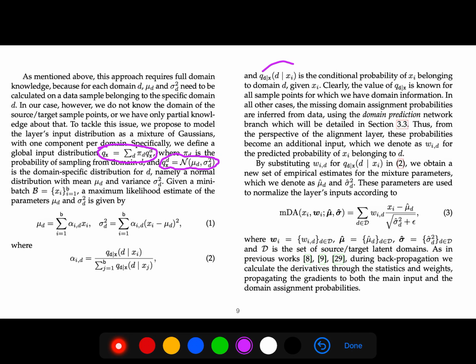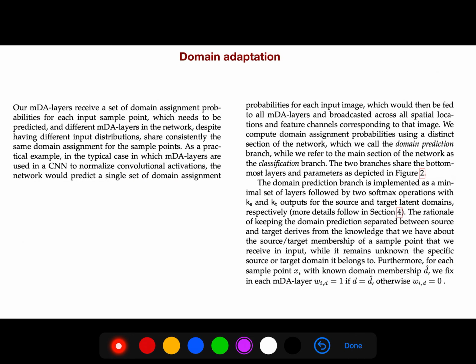We obtain a new set of empirical estimates of the mixture parameters, which we denote by mu hat and sigma hat. These parameters are used to normalize the layer's input. And then the domain prediction branch is implemented as a minimal set of layers followed by two softmax operations.